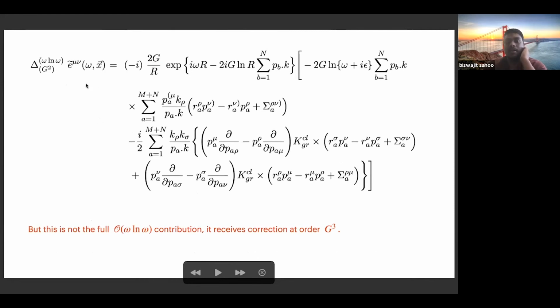But this is not the full contribution, because it will receive contribution from order G cubed. That means the spin dependent gravitational waveform is not completely determined at G squared order, but receives correction from higher orders. So you have to do both a post-Minkowskian expansion in powers of G as well as in powers of omega to get the spin dependent omega log omega piece. But the other cases which I mentioned, the log omega or the omega log omega whole squared which appears as the leading non-analytic piece, are completely determined at that order of G. They are exact at that order and don't receive correction from higher G. G is the gravitational constant.